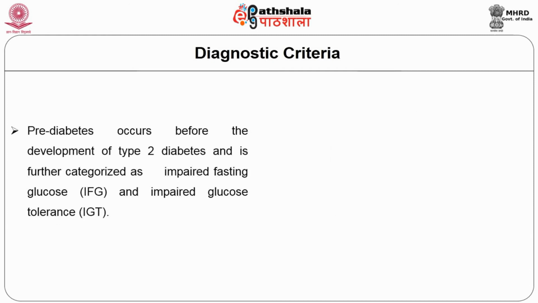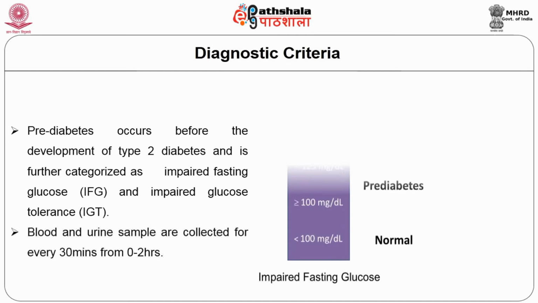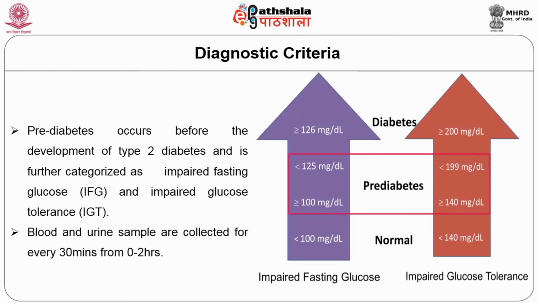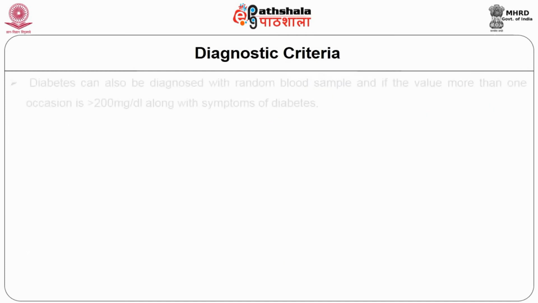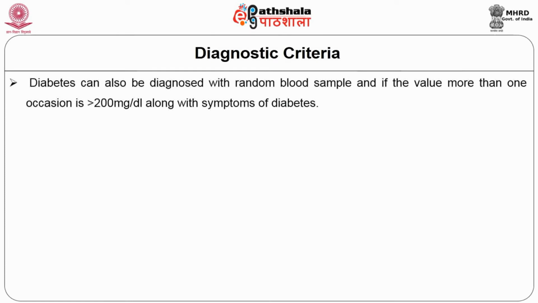Pre-diabetes occurs before the development of type 2 diabetes and is further categorized as IFG and IGT, as explained before. Blood and urine samples are collected every 30 minutes from 0 to 2 hours. The table below shows the cutoff fasting and 2-hour post glucose values for diabetes and pre-diabetes.